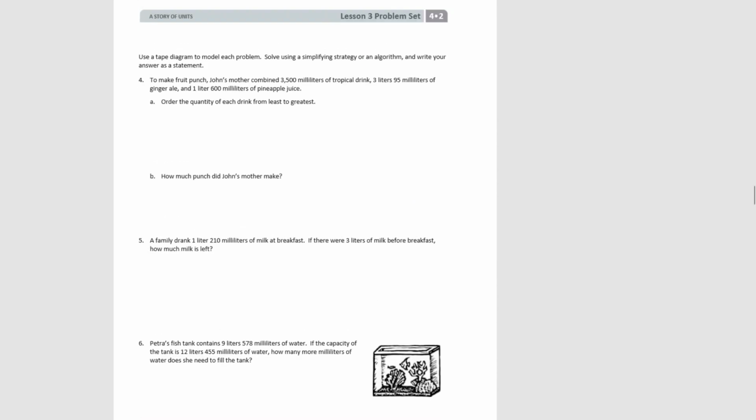We're going to use a tape diagram to model the problem. Choose a strategy that works for you, and then write your answer as a statement. 4 has 2 parts, A and B. Pause the video and do both parts.